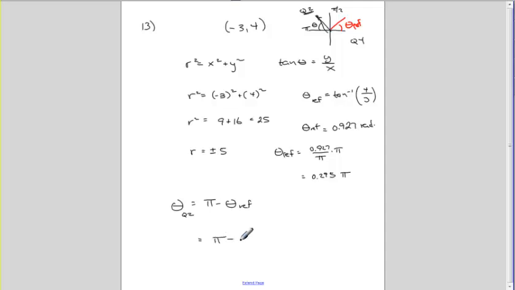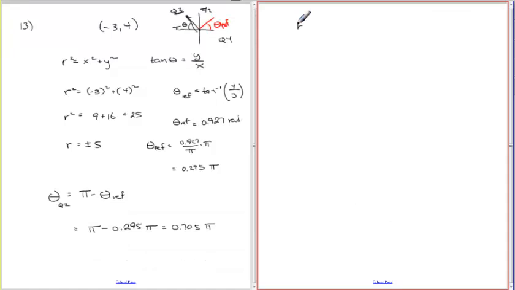So we take pi minus 0.295 pi. Well, this is 1 pi minus 0.295, so 1 minus 0.295. You get 0.705, 0.705 pi.